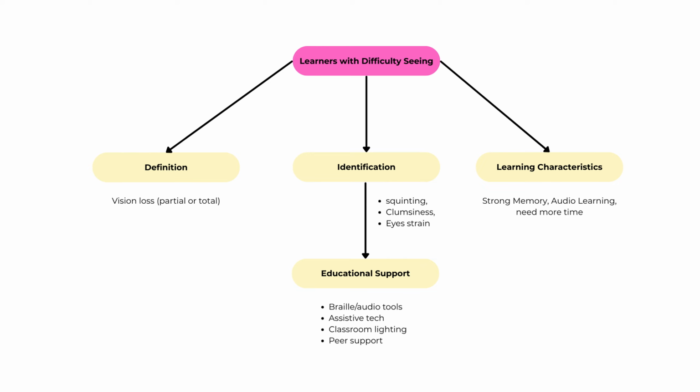Next, how do we support them? The educational support. Teachers and schools can help them by using large print or audio materials, providing assistive technologies like screen readers or magnifiers, ensuring a safe and organized classroom layout, encouraging peer support, and promoting inclusion. In short, the diagram shows how learners with visual difficulty can be understood, identified, and supported through thoughtful adaptation in the classroom.